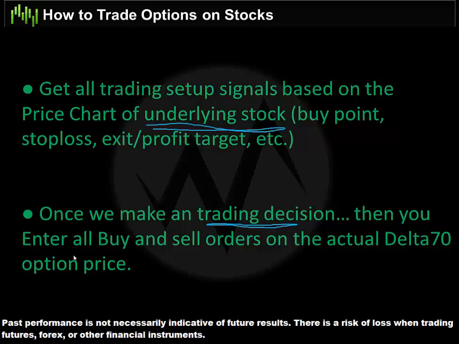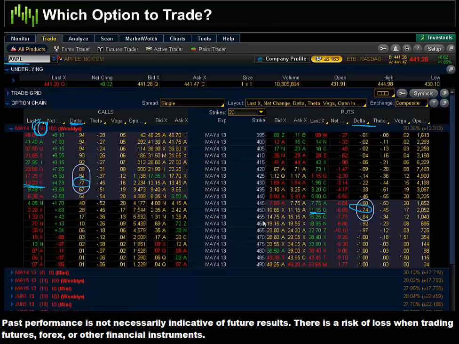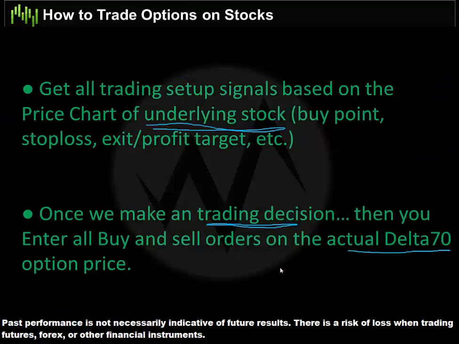Now, once we make a trading decision, like yes, we are going to go ahead and enter the trade, then we actually enter all buy and sell orders on the actual Delta 70 options price. Again, this is specifically on this price here for calls, $13.23, and for puts, $11.15. Okay, just keep that in mind.